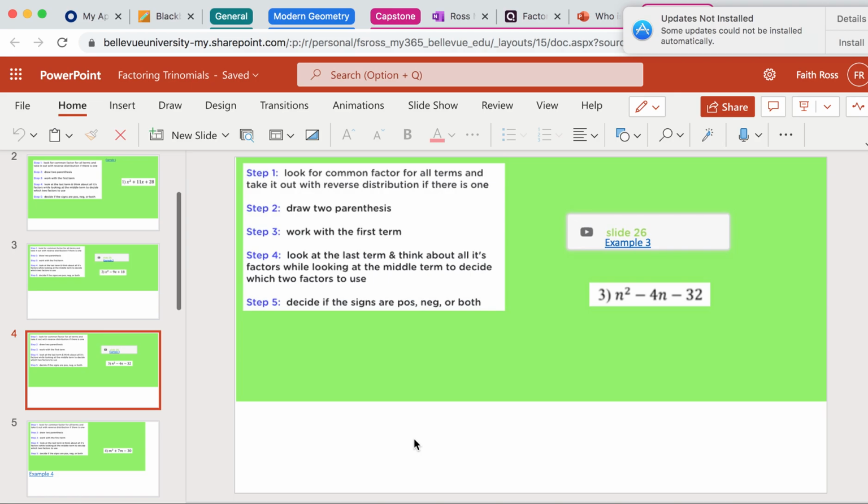Okay, so the first thing you did right away was you made sure there's no GCF. You saw that right away and you just went right into drawing your two parentheses. What did you get in your first parenthesis? N minus 8. Okay, what did you get in your second? N plus 4. And you knew that since negative 32 is a negative, it makes different signs. Yes. So a negative and a plus. Okay, good job. Thank you.